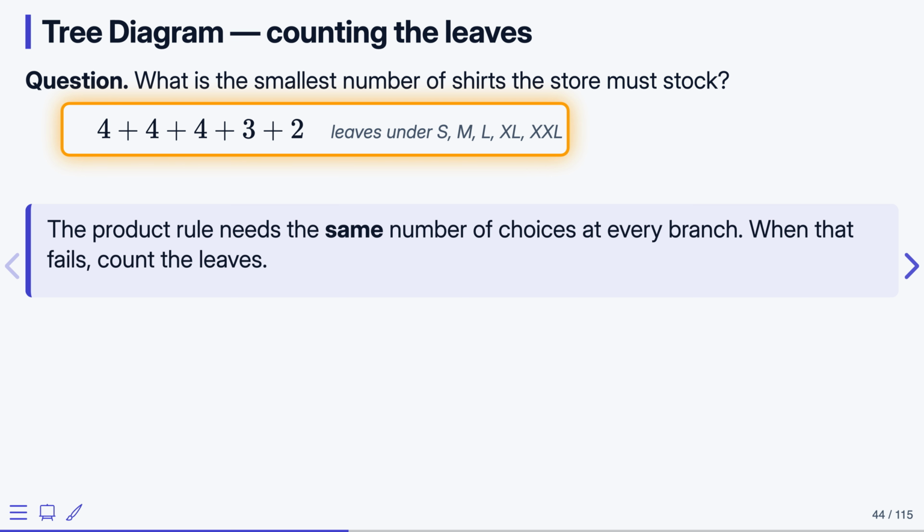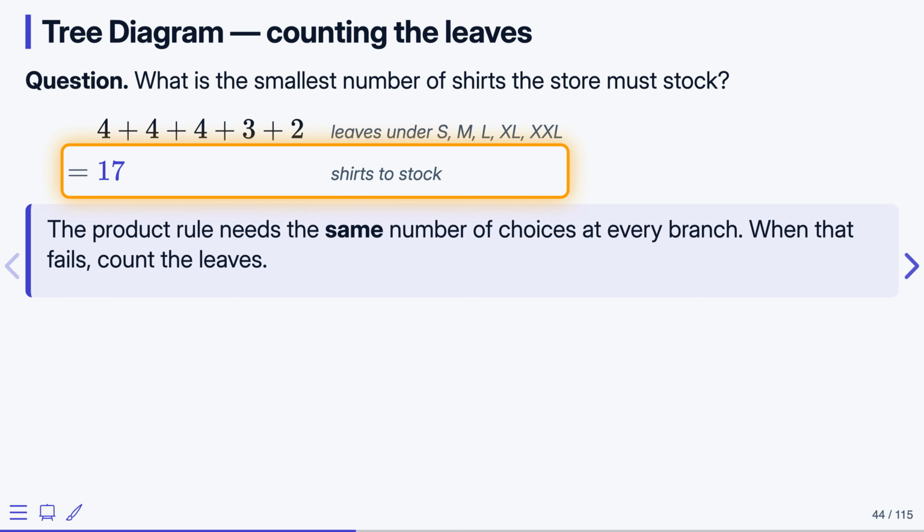Now we count the leaves. Line 1. Small has 4 leaves, medium 4, large 4, extra large 3, and double extra large 2. Line 2. Add them. 4 plus 4 plus 4 plus 3 plus 2 is 17. The store must stock 17 shirts to have every size in every color it sells.